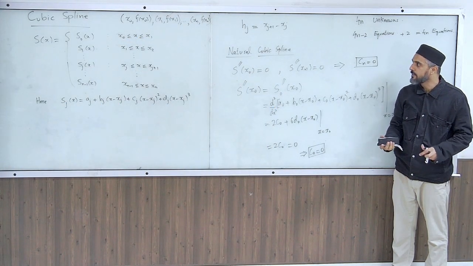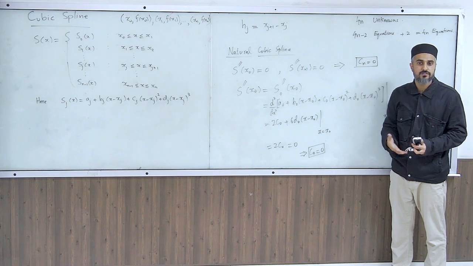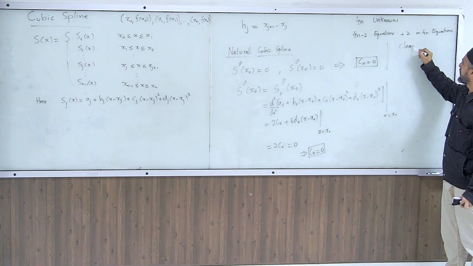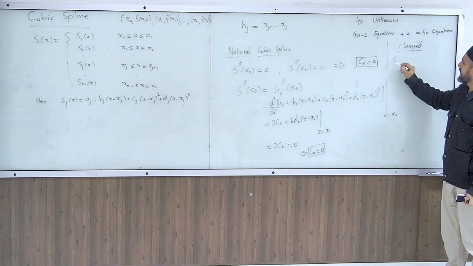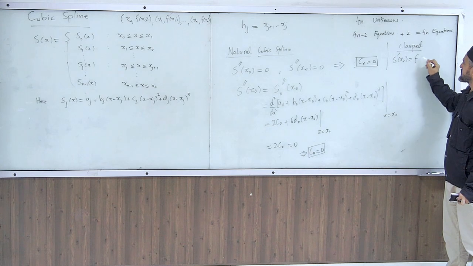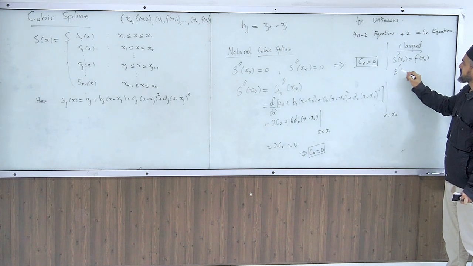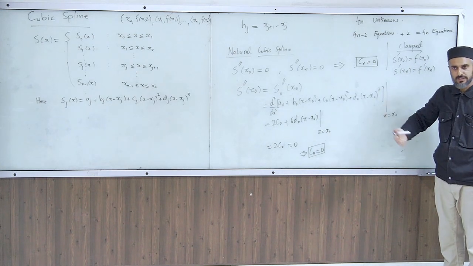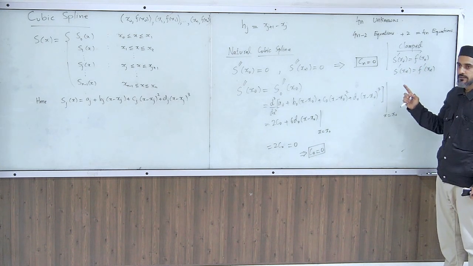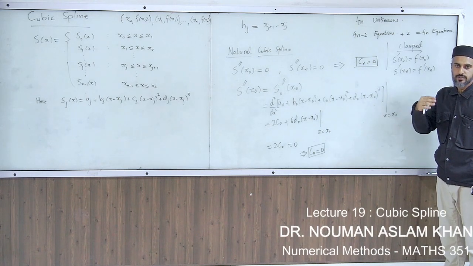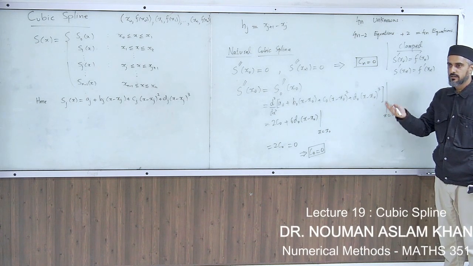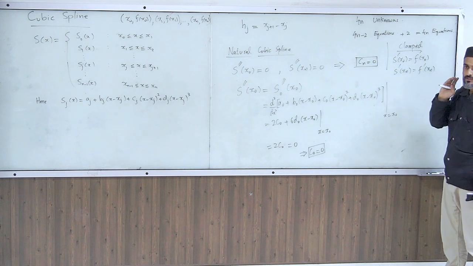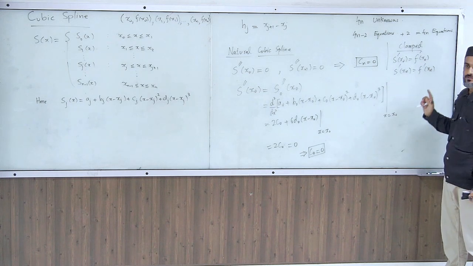But in clamped cubic spline, we need more information about the function. Hopefully you remember from the last lecture, the clamp conditions are S first derivative at x0 is this, and S first derivative at xn is this. It means I need to have more information about the derivative of the function. So it's a more demanding requirement from the user, which at times is not available. That's why we normally use the natural cubic spline, but we can also use the clamped cubic spline if these conditions are available.